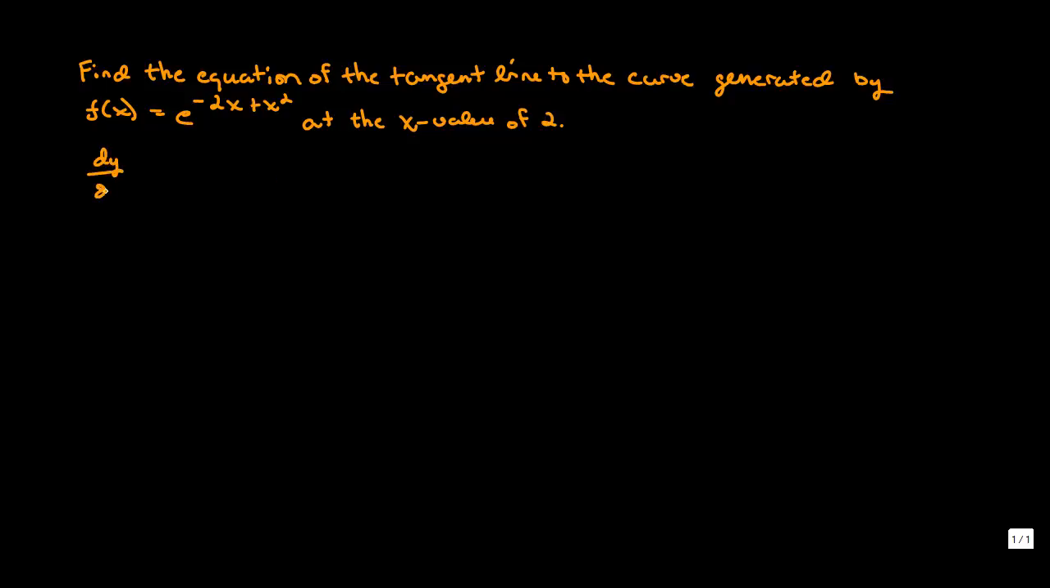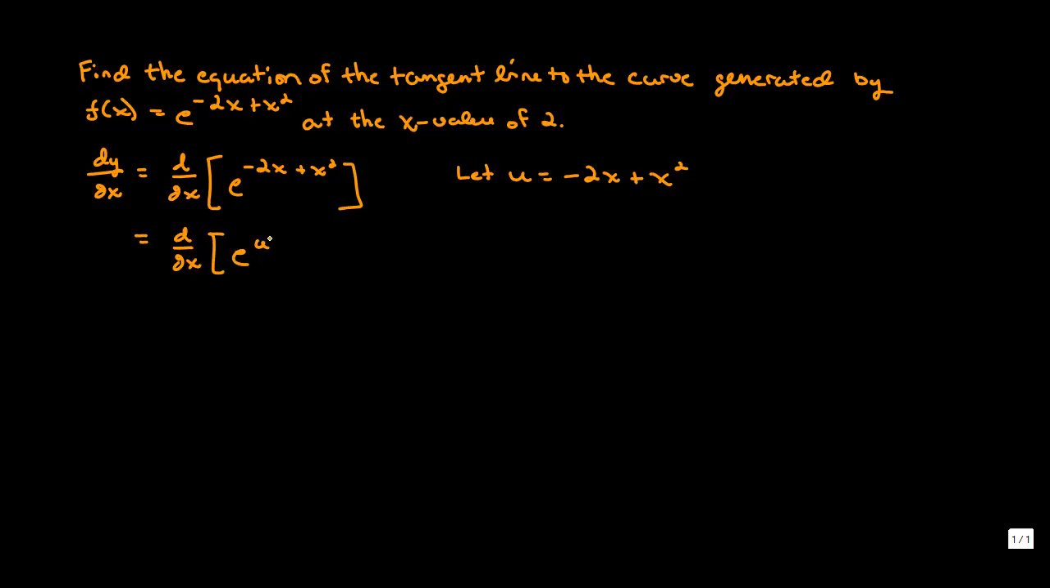So dy dx of this guy, let's work it out. Okay, now I'm going to use a chain rule here, so I'm going to make a substitution. I'm going to say, let's just let u, or some variable, whatever you want to use, no pun intended, be equal to that exponent. So what this becomes is d over dx of e to the u.